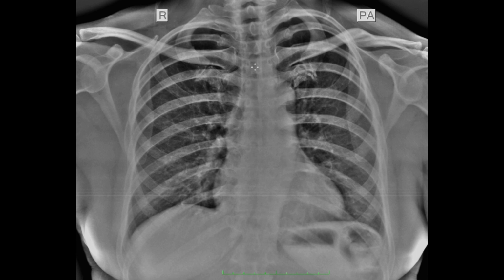Firstly, beginning with the trachea, look at the tracheal position. It should be in the midline or maybe slightly towards the right because of the arch of aorta on the left side. So trachea is in midline.